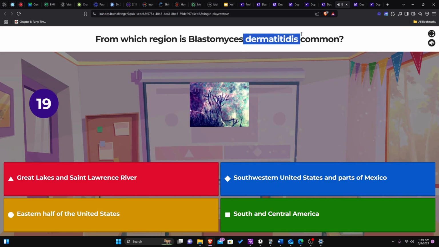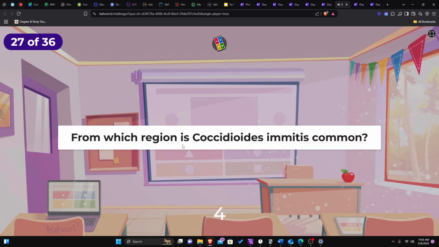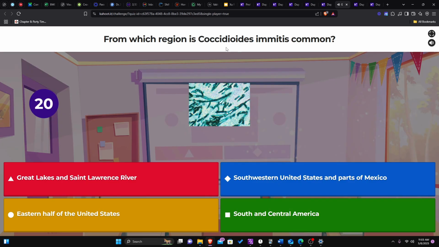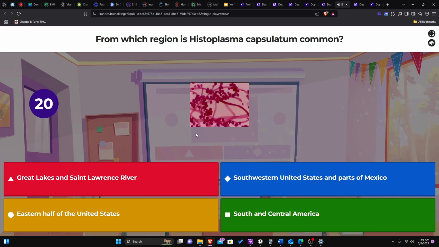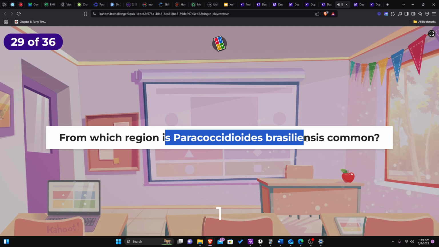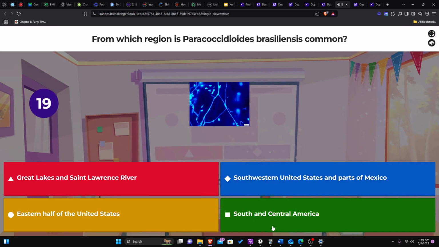Okay, dermatitis, we're going to go with something with water, so like Great Lakes or St. Lawrence. Archaeodis is from Mexico, parts of Mexico. Still plants. This one's the right side of the US, so eastern half. Para is South America and Central America.